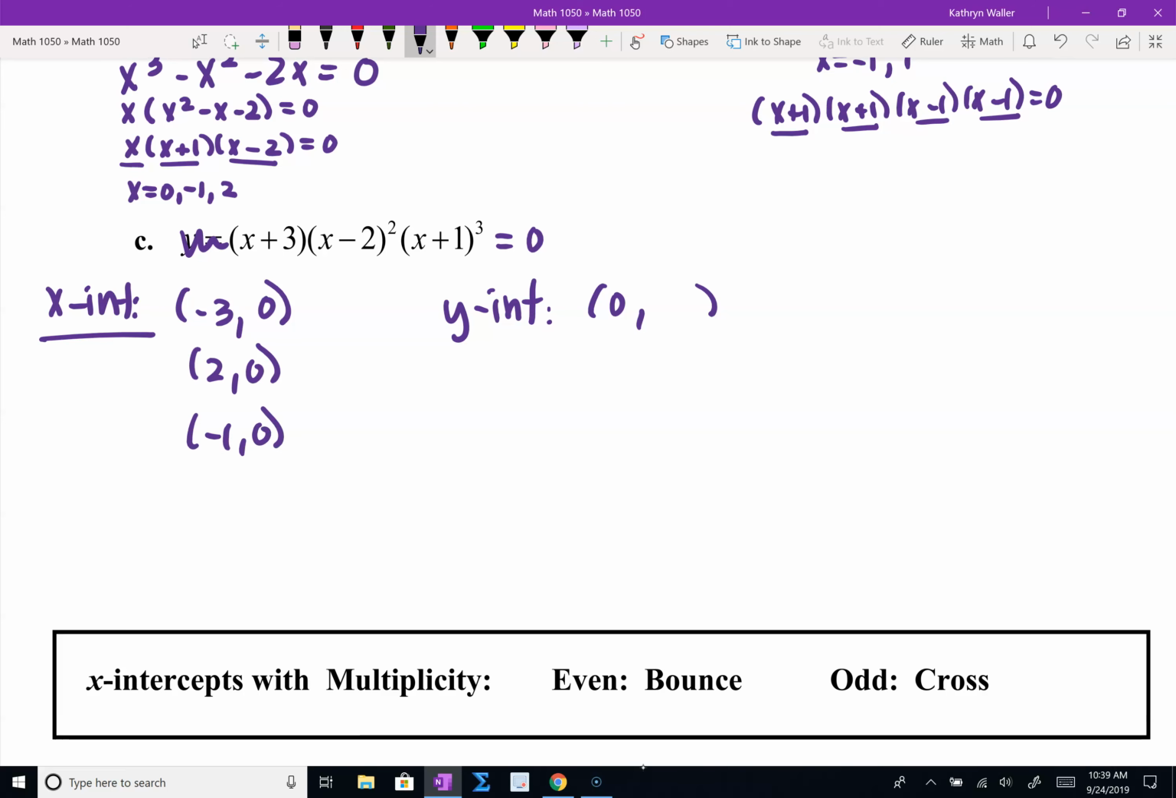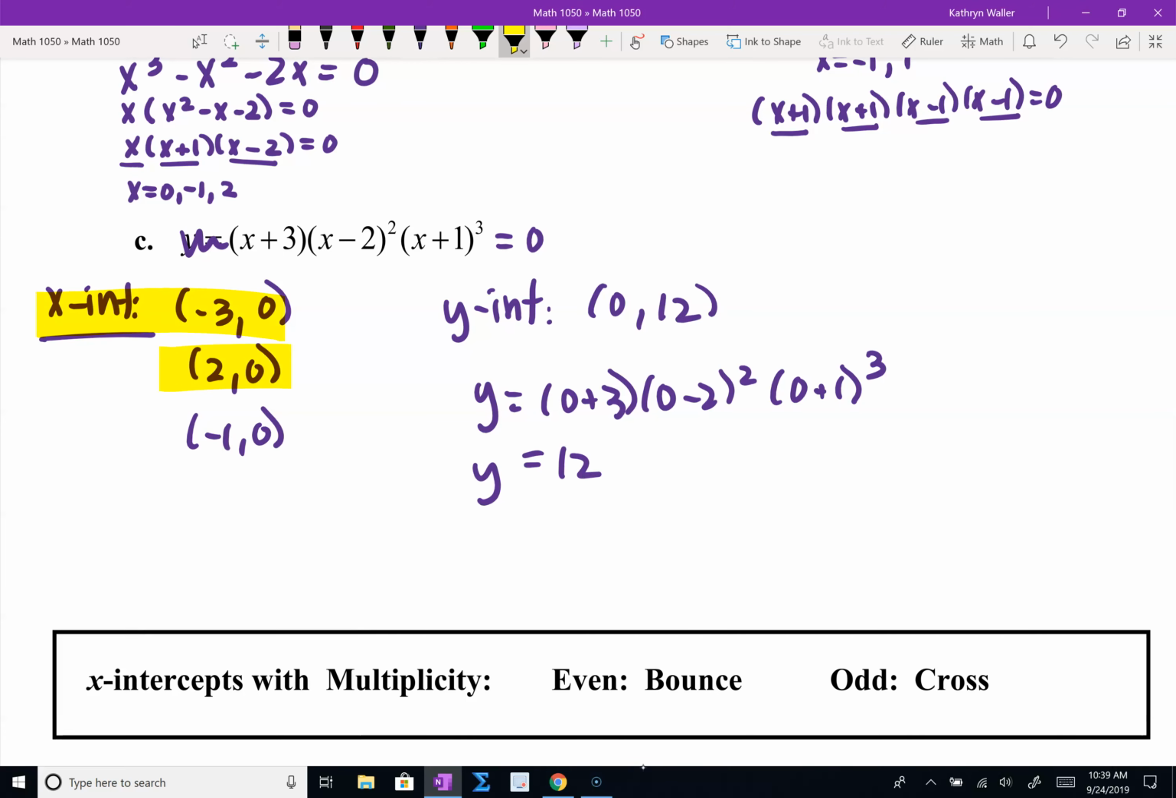What's the y-intercept? You have to let x be 0. So everybody go y equals (0 plus 3) times (0 minus 2) squared times (0 plus 1) to the third, and that gives me a 12. So my answer is (0, 12), and I'm done. And you have to show that work.